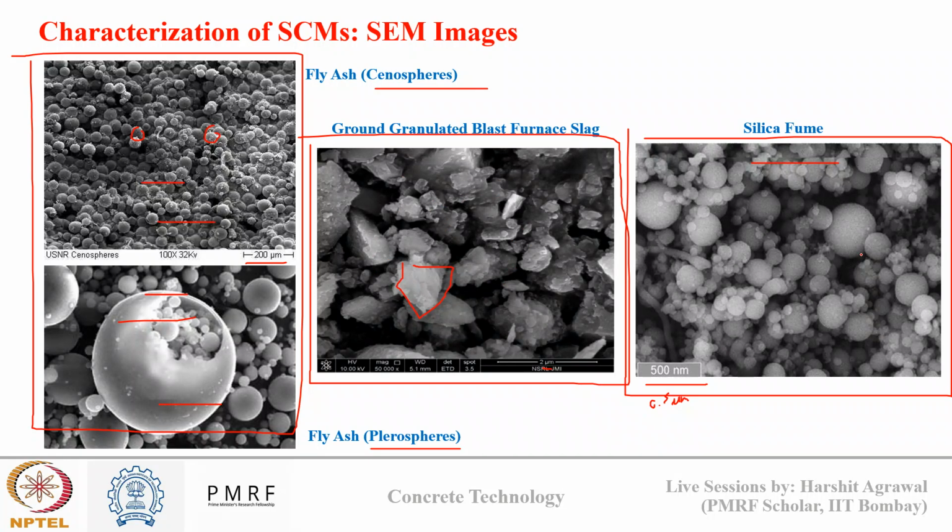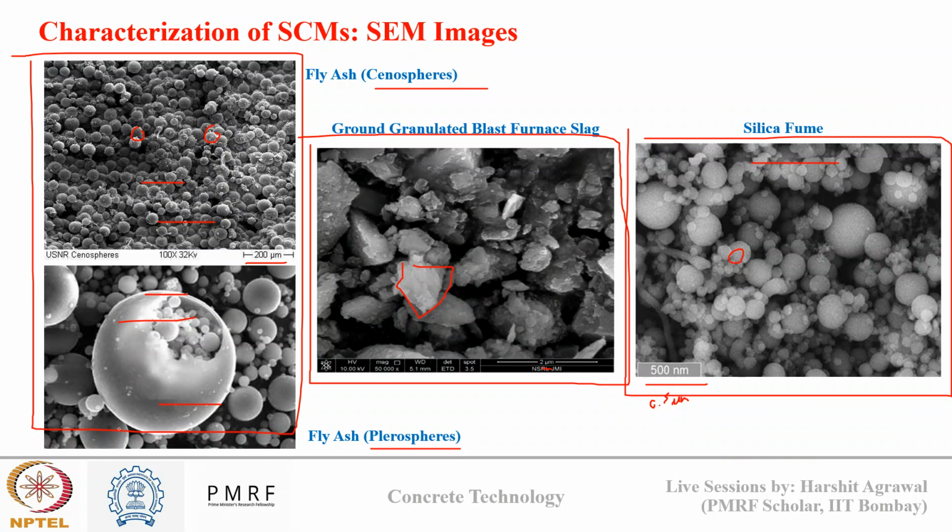Okay, so this is how ground granulated blast furnace slag looks under a microscope. Now next is silica fume. Unlike slag and more like fly ash, silica fume particles are spherical in nature. However, they are ultra fine, nearly spherical particles, almost 100 times smaller than cement grains. You can understand this from the difference in the size of silica fume and fly ash, based on the scale of the SEM image.